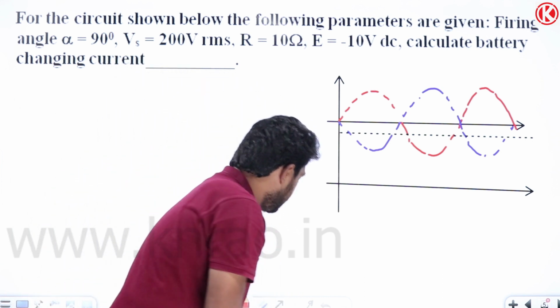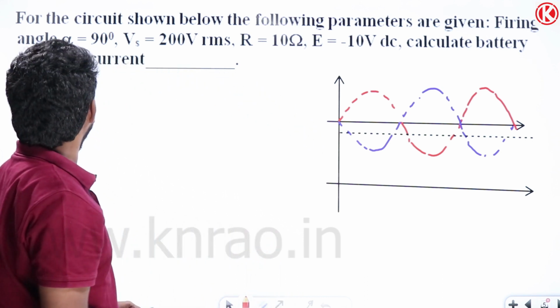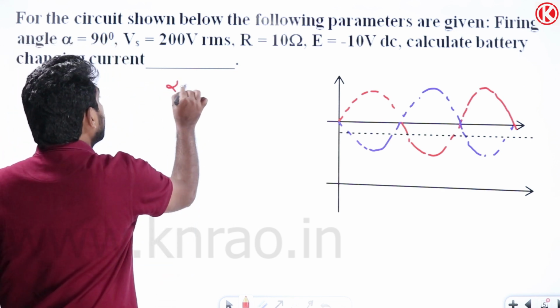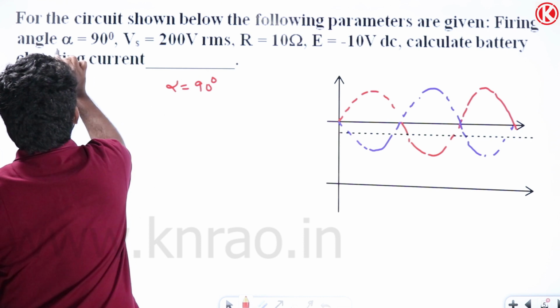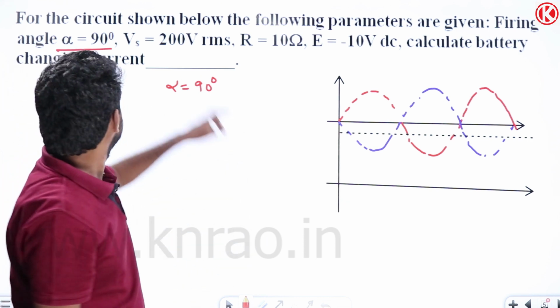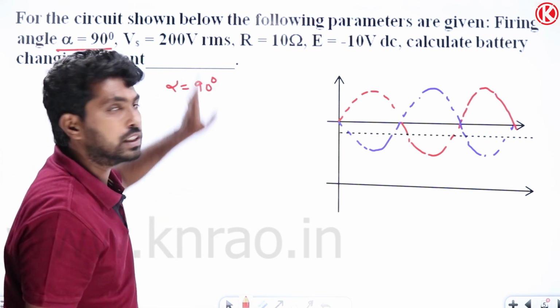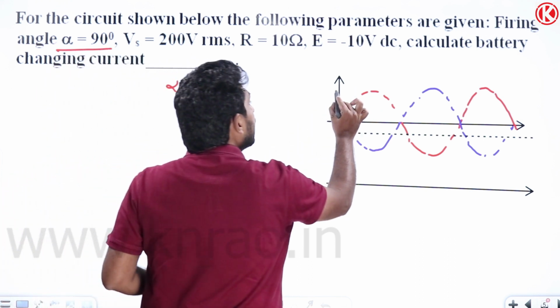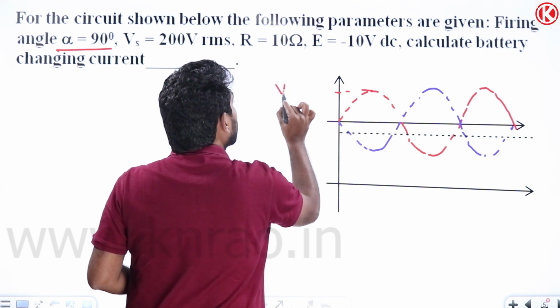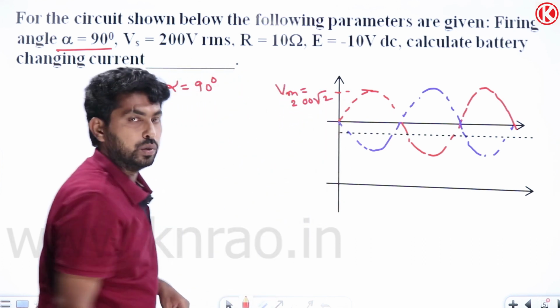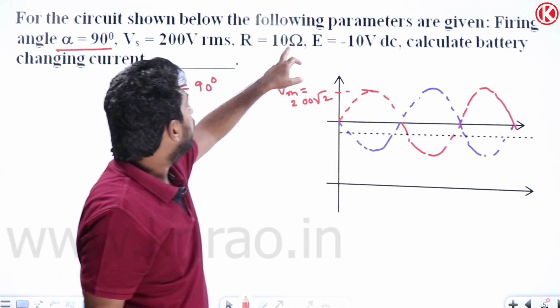Observe the next problem here. Let me write the data: alpha equal to 90 degrees, and Vs equal to 200 volts. The RMS value of the source voltage is given as 200 volts, so the maximum value will be 200 into root 2.